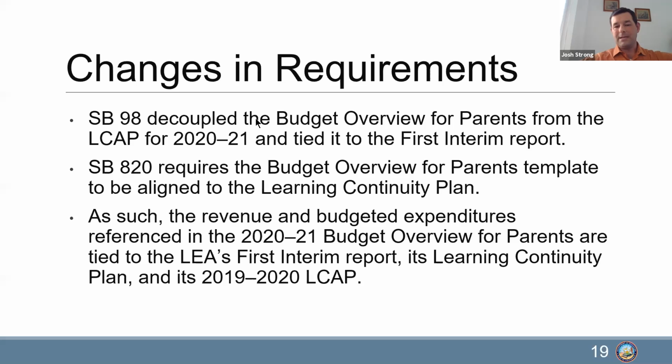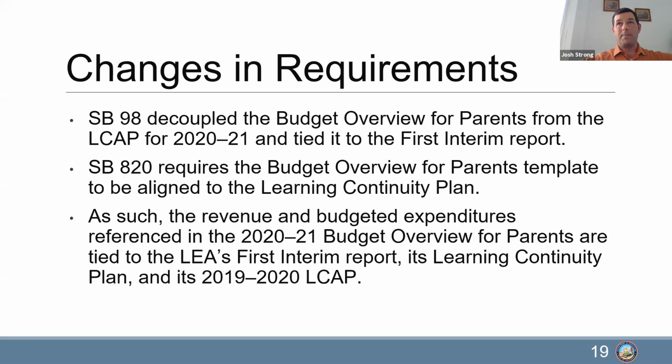And so basically, unlike a typical LCAP process, where the budget overview for parents is included with the LCAP and everything is looking forward at what's coming, with the exception of the annual update, which is looking back at the prior year, everything within this particular budget overview for parents is actually looking backwards. It's saying, here's what our plan referenced, here's what our first interim report references, here's what the 2019-20 LCAP referenced.